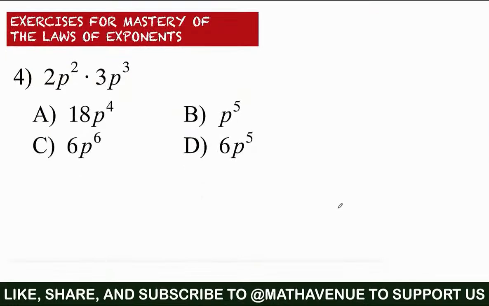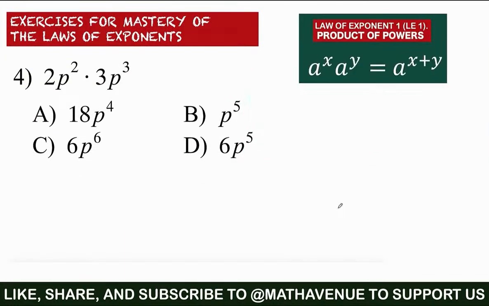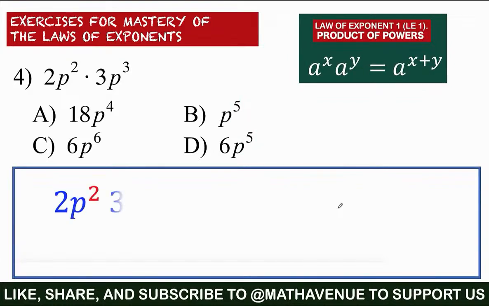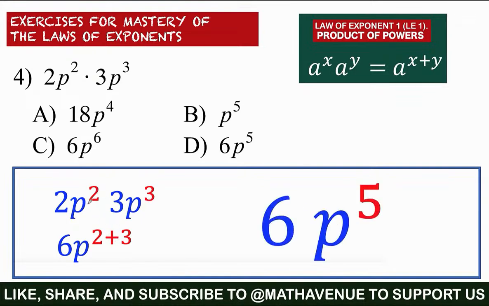Next problem. 2p squared times 3p cubed. So again, multiply together all those constants and multiply together all those factors with the same variables. And this is now the result. So 2 times 3 is 6. P to the second times p to the third is p to the fifth. Common mistake here is to multiply 2 times 3 and also the exponents, and you might think the answer is letter C. No, the answer must be letter D.